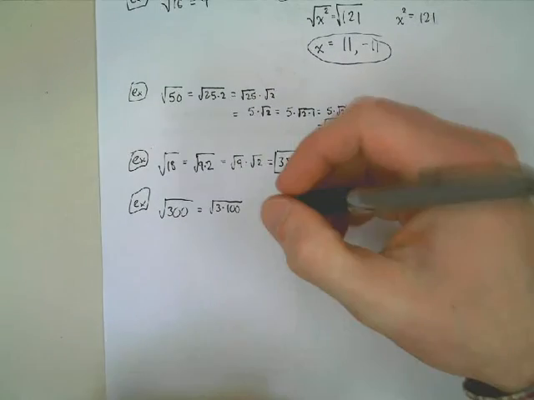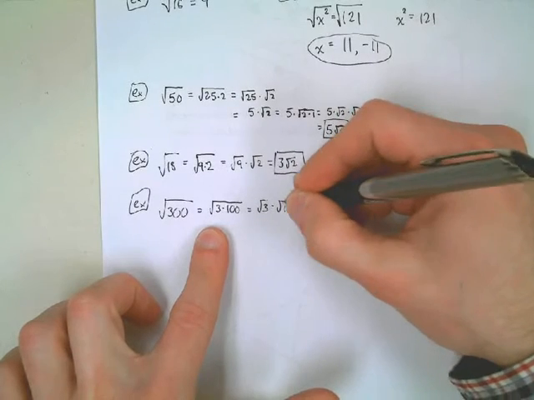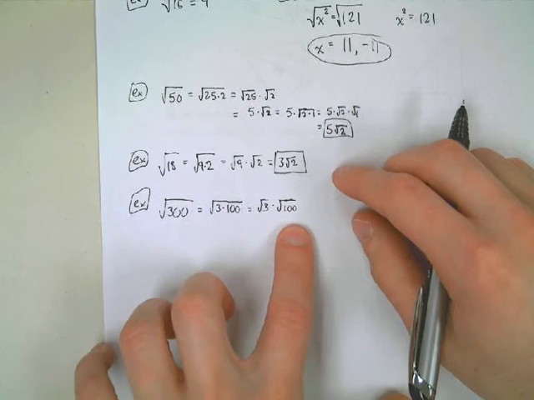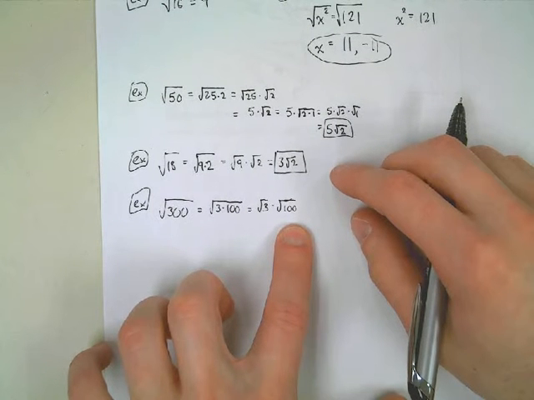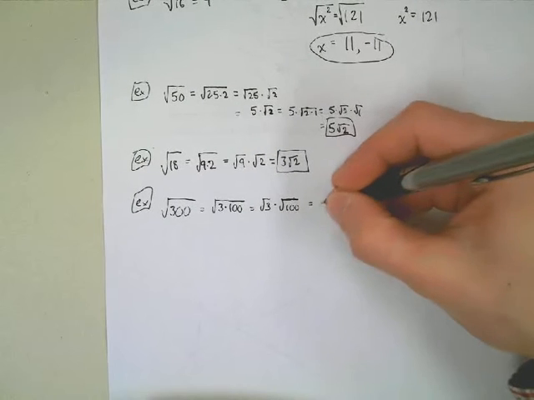The square root of 3 times the square root of 100. The square root of 100 is what, Josh? Well, look up here. You can see the 100 up there? How do you get 100? From doing, what do you square? 10. So the square root of 100 is 10. So this is equal to the square root of 3 times 10.